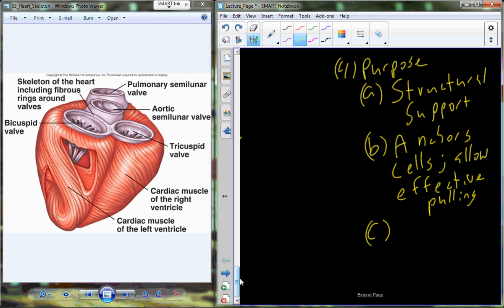And we want the upper conduction to be separate from the lower conduction so that we induce atrial contraction followed by ventricular contraction rather than occurring at the same time. And so we're actually going to have electrical insulation so that we prevent the electrical activity occurring in the upper portion of the heart from escaping into the lower portion of the heart, which would cause both ventricles and atria to contract at the same time. So the skeleton is going to act as an electrical insulator.